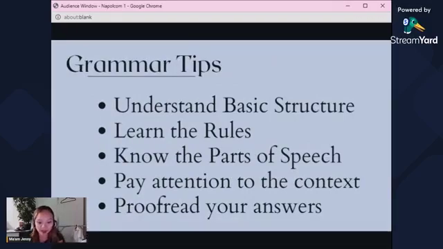Let's talk about grammar. Now, paano ba masasagutan yung grammar items? First, just understand the basic structure. Okay? So, ano ba yung mga basic structure? For example, yung subject-verb agreement. Ganon. Of course, you learn the rules.